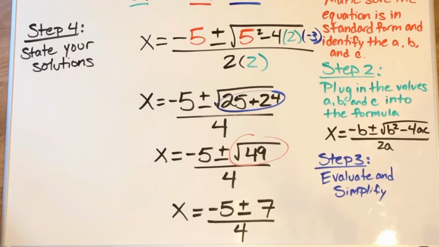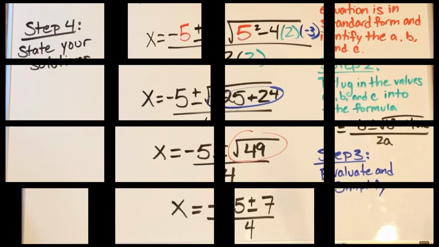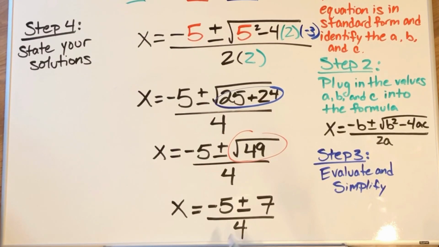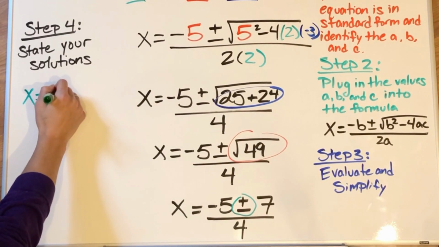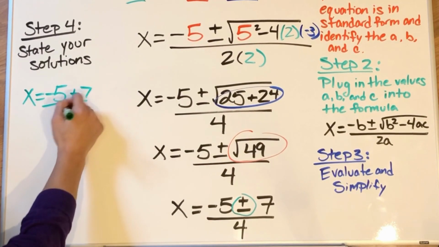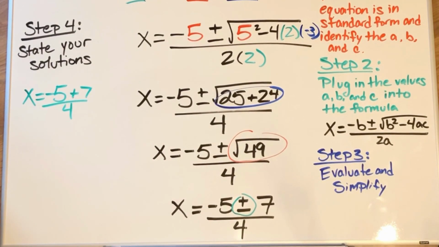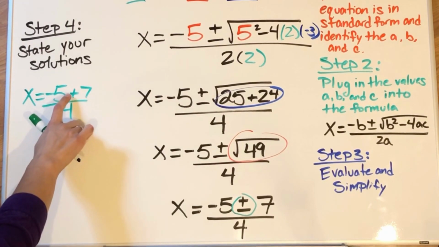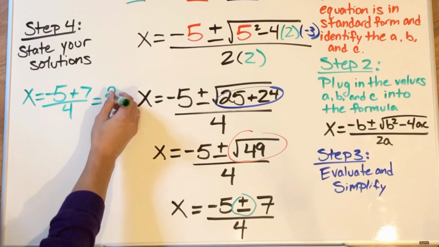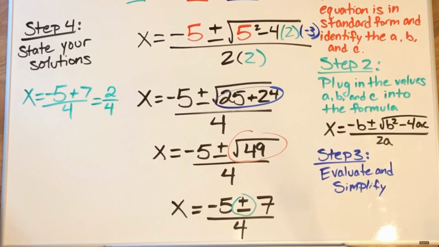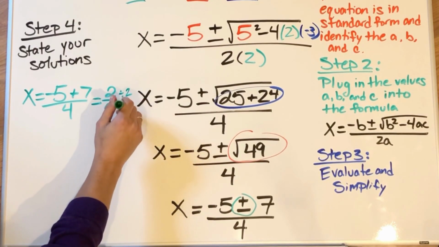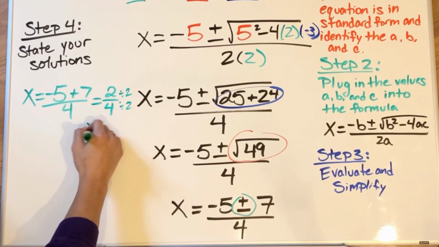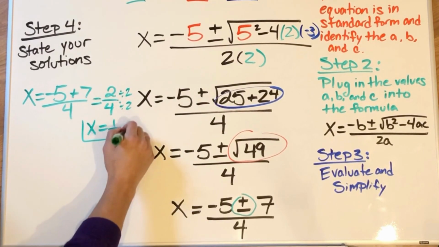So that is why step number 4 says we're going to state our solutions. When stating our solutions, we want to break up this plus minus sign into 2 different solutions. So I'm first going to write x equals -5 plus 7 over 4. Now this is a little easier to solve because -5 plus 7 is 2 over 4. And we should all know that I can simply divide both of these by 2 and simplify my answer to get x equals 1 over 2.